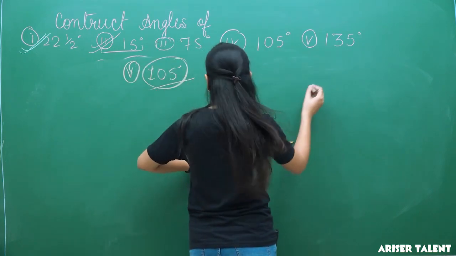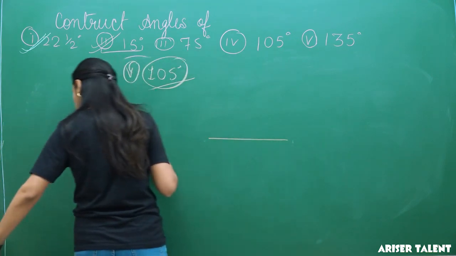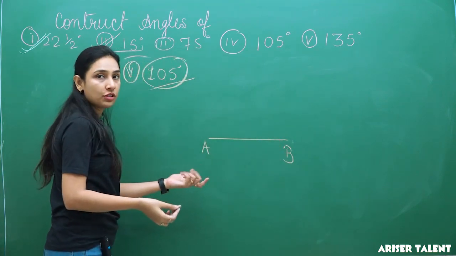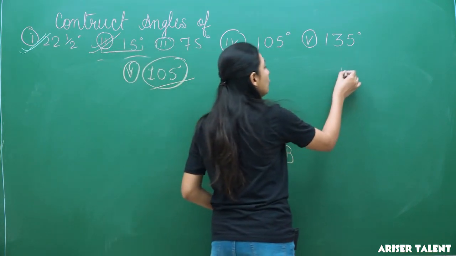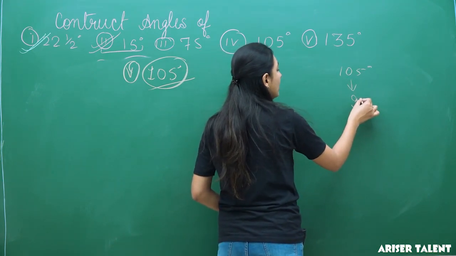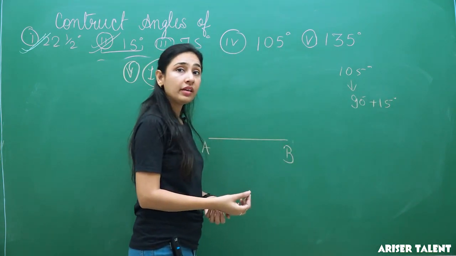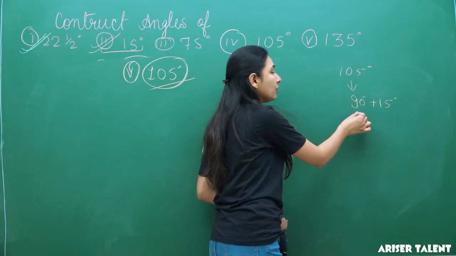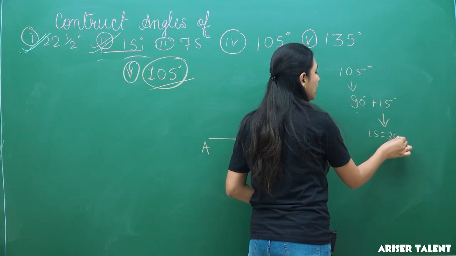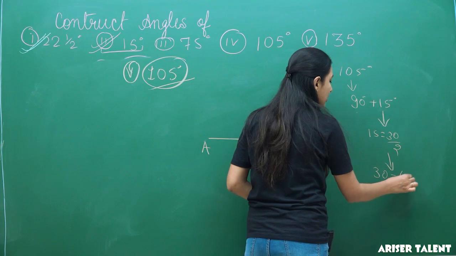Okay, so this is 105 degree. I am creating a base here for sure, because whatever the angle is, I am going to have this base AB equal to something which is given. Now I know how to make an angle of 90 degree, and 90 plus 15 is equal to what? 105 degree. And 15 equals 30 by 2, and 30 equals 60 by 2.